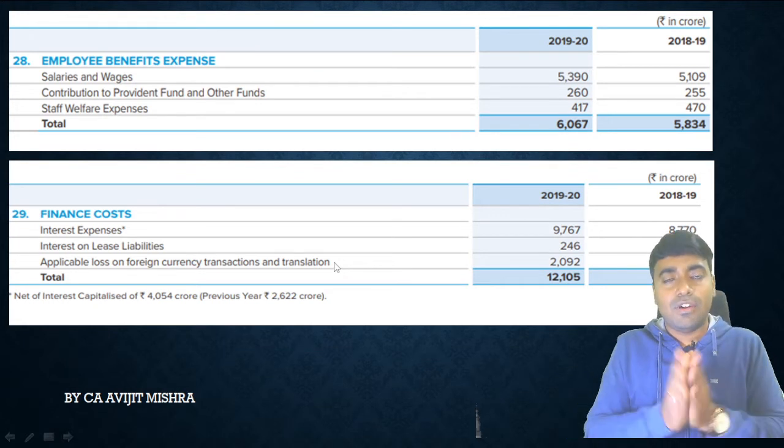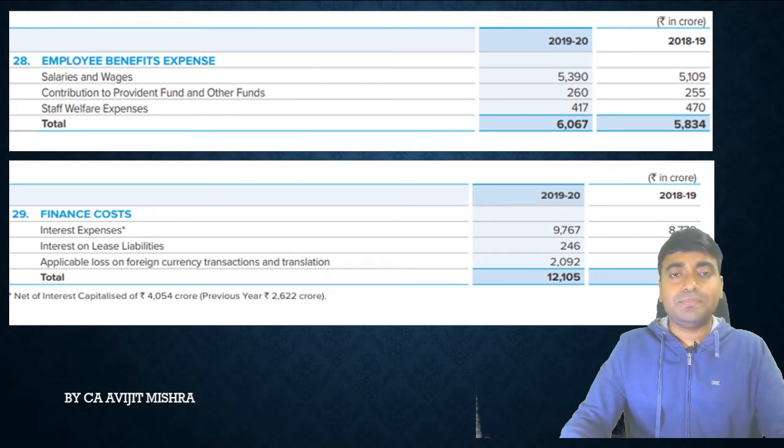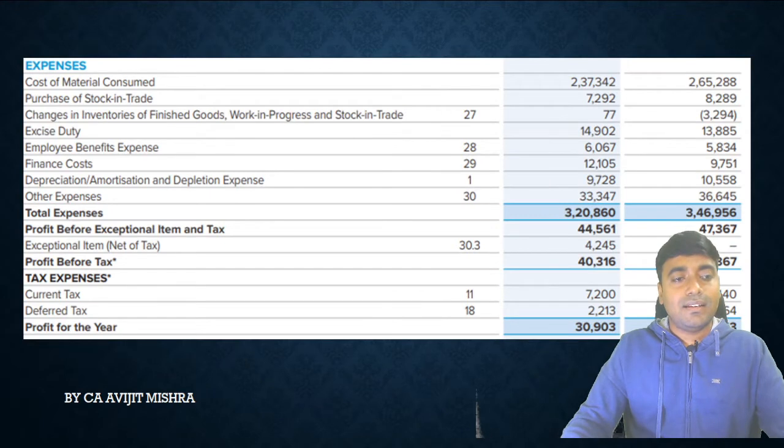From the normal understanding point of view, understand what is the meaning of financial cost or finance cost. Whenever you are taking any loan, on that loan you have to pay the interest. That is basically coming as a finance cost. Okay, so next let's come to the next area, that is depreciation and amortization expenses.